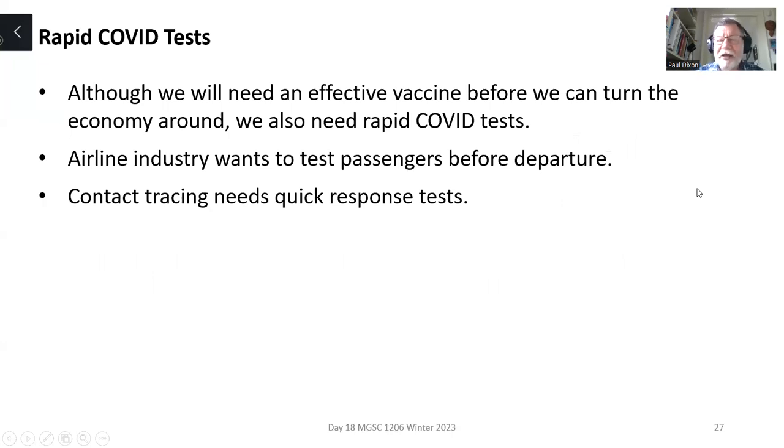So let me give you another example. And this one, well, it's now hopefully fading into our distant memories, is doing rapid tests for COVID.